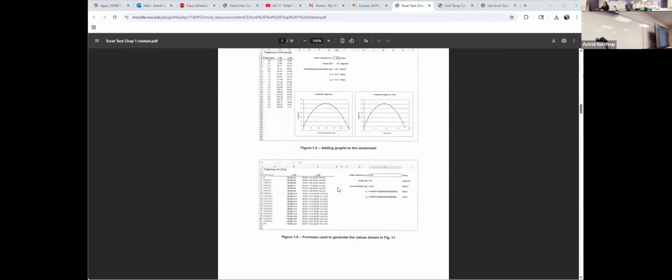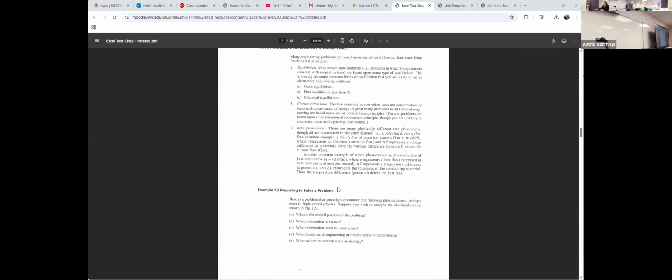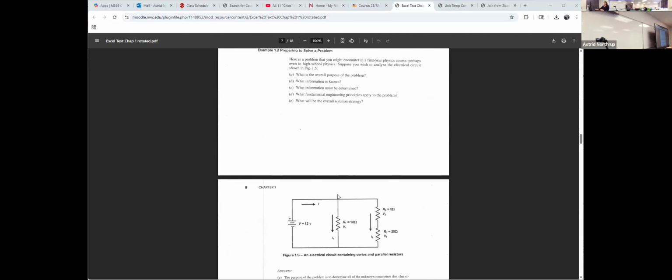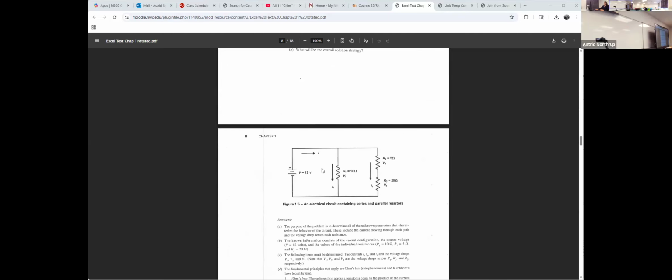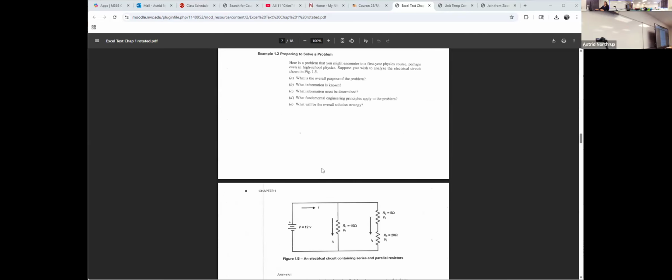Graphing is so cool in Excel. You will love it. You will absolutely love it. So then we have some more problems. You don't really have to know very much about an electric circuit in order to do this problem because the material is given to you.